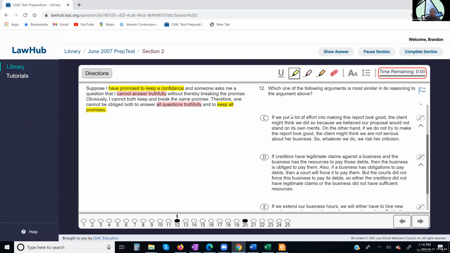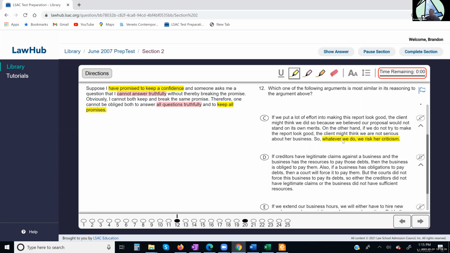Now, C, if we put a lot of effort into making this good, so I'm going down here, skimming, looking for the conclusion. So whatever we do, we risk criticism. This is one that had kind of two ideas. There were two sides: if you go this way, then you're going to risk criticism, and if you go the opposite way, then you're also going to risk criticism. So no matter what, you're going to end up with criticism. That's different than saying there are two things in conflict with each other and we can't have both. This one is saying that we're guaranteed to have one. That's different than saying we can't have both.